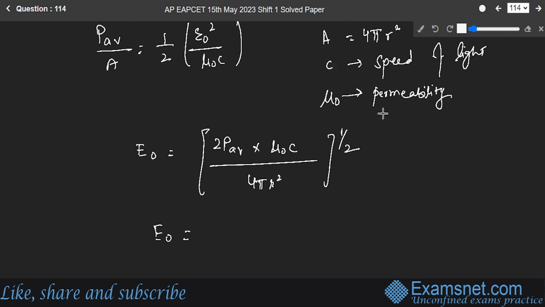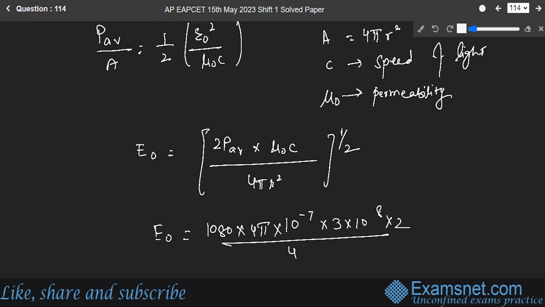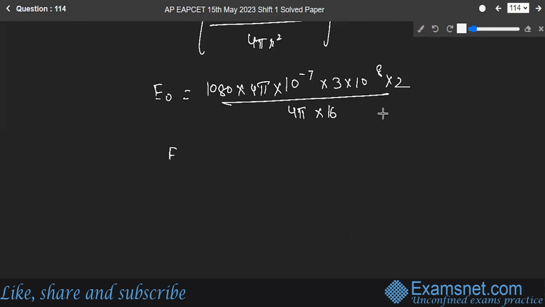Now fill all the values. You have 1080 into 4 pi into this into this, whole divided by 4 pi into 16. So the RMS value of the electric field E naught is equal to 60 volt per meter.